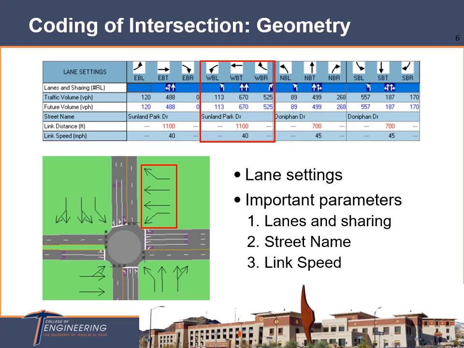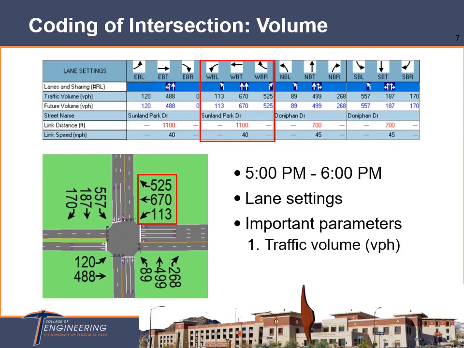Let's take the westbound lane settings as an example. The lanes and sharing information is updated to include exclusive left and right turn lanes in addition to 2 through lanes. The street name in the westbound direction is named Sunland Park Drive, and its corresponding speed is set at 40 miles per hour. A similar approach is taken for all the directions.